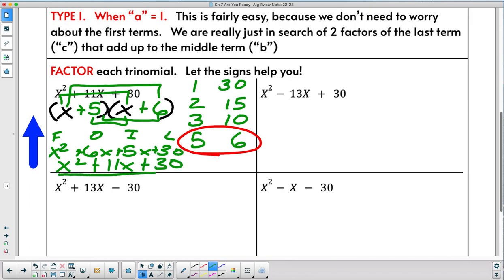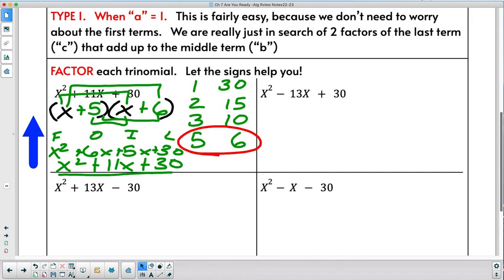Now, I checked my work here, and it doesn't ask me to, but I should be able to factor a trinomial into two binomials multiplied, and take those two binomials and multiply them together and bring them back to the original problem, and it should be the same.